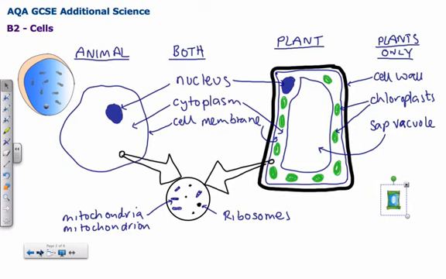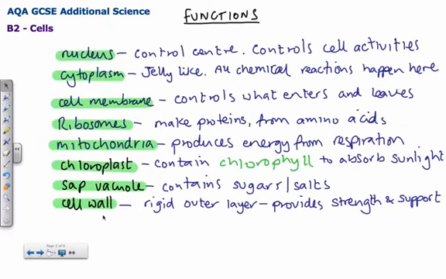Moving on. These are the functions of all the different parts. Because it's quite straightforward to learn what the different parts do, there's no point me just reading through all this for you, because you can read it for yourself. But I do want to emphasize the function of two parts here, the ribosomes and the mitochondria, because they often appear in higher level questions. The function of ribosomes is to make proteins.